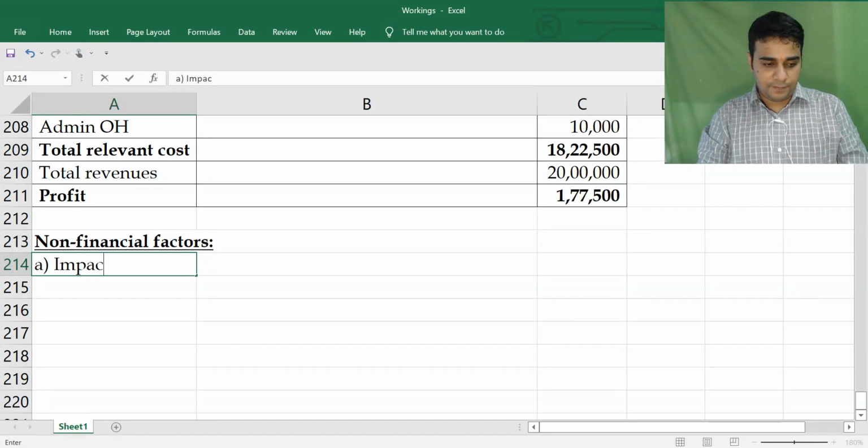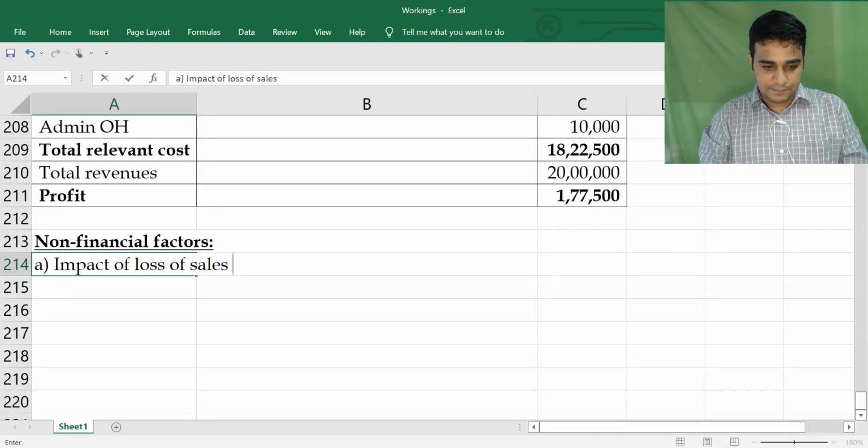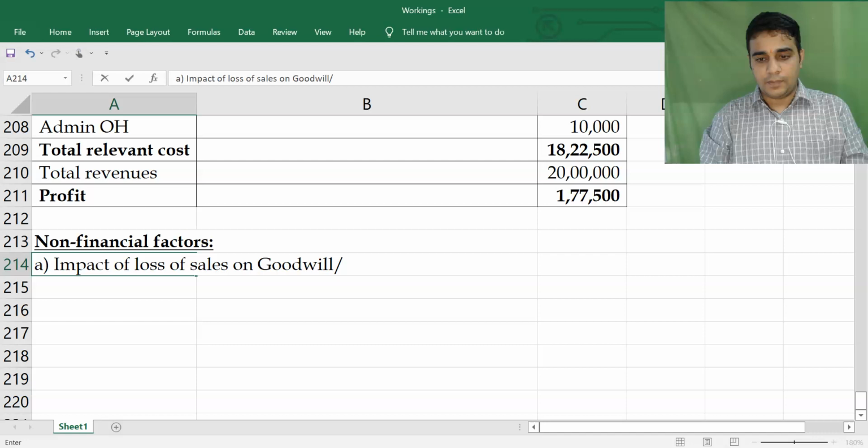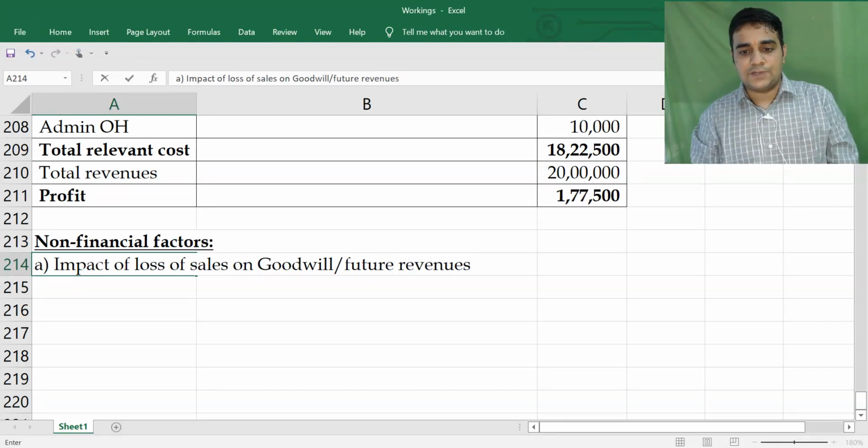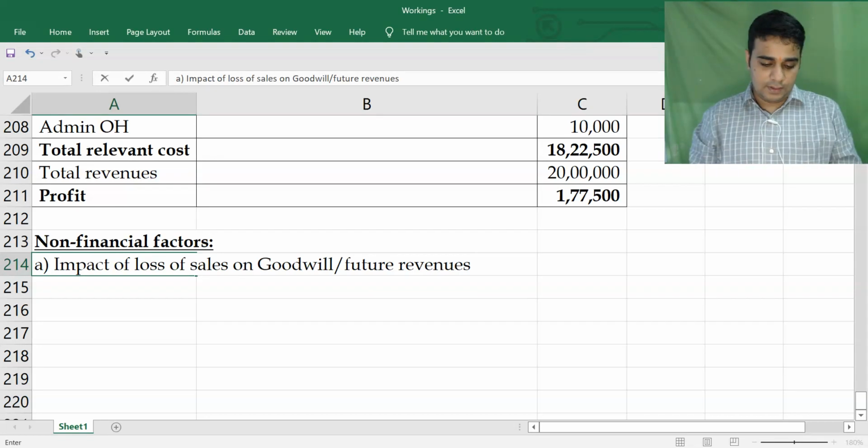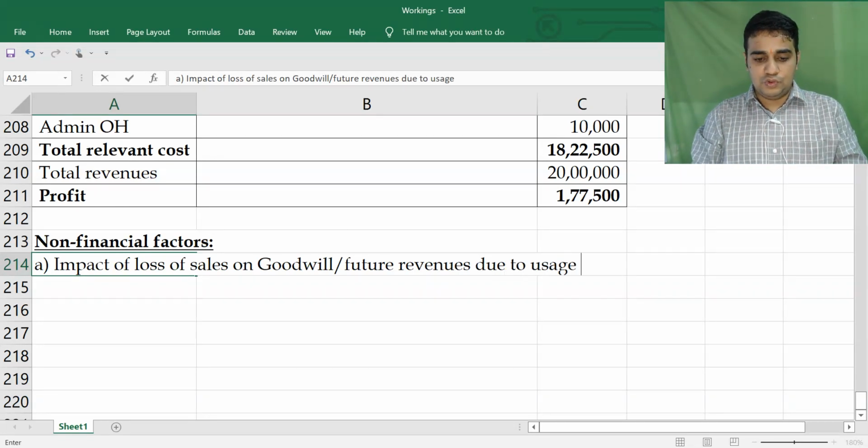So, impact of loss of sales on goodwill and future revenues due to usage of machinery for special project.